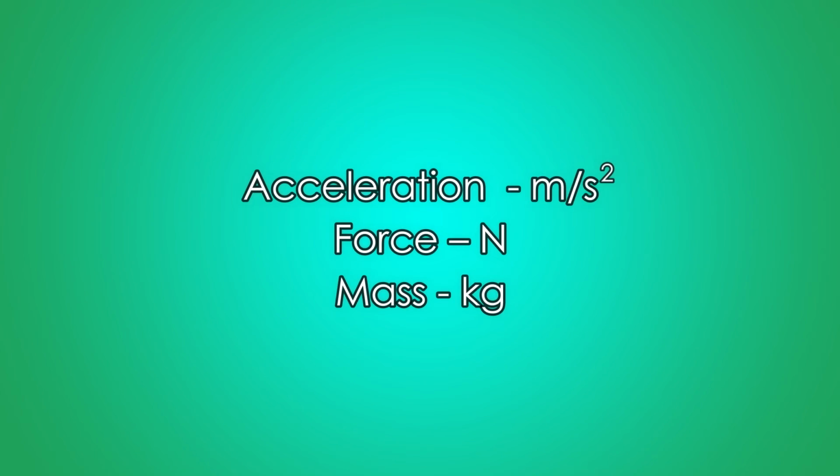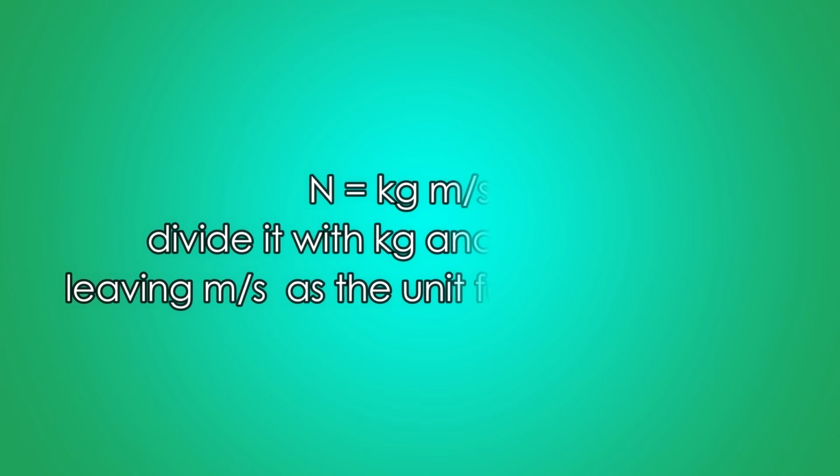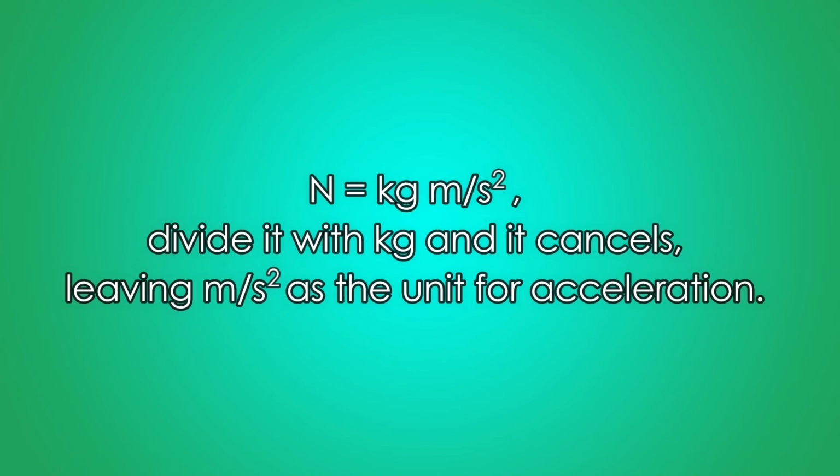If you are wondering why the unit for acceleration is meters per second squared when there is no meter or second in newtons and kilograms, here's why. A newton is equal to a kilogram times meter per second squared. Divide it by kilogram and it cancels, leaving meters per second squared as the unit for acceleration.